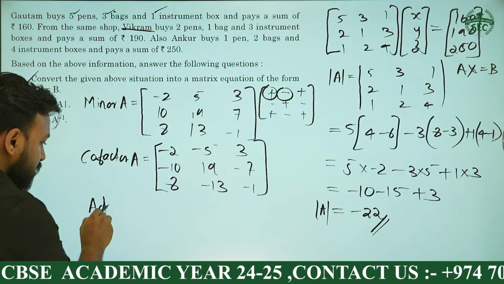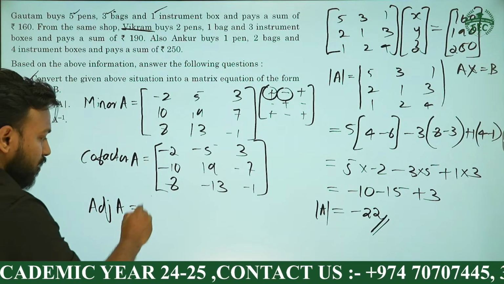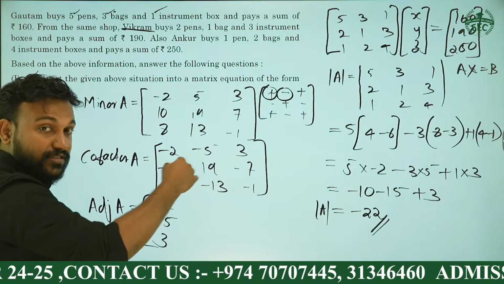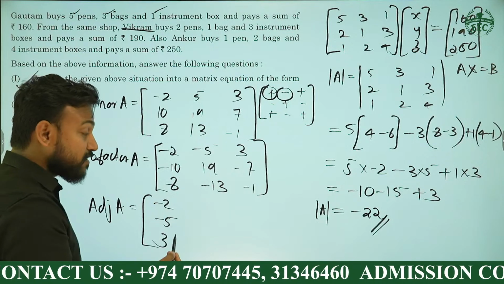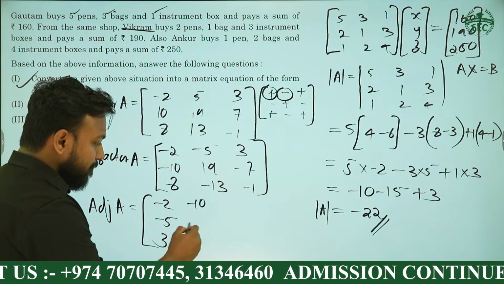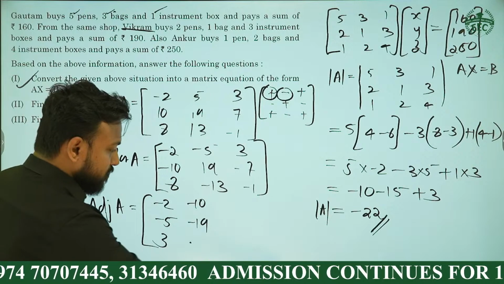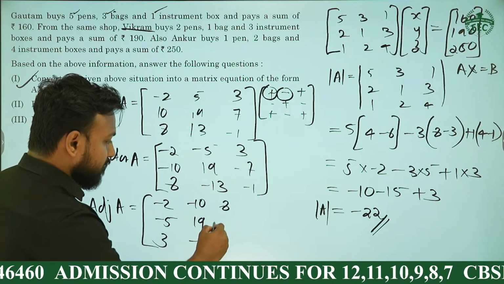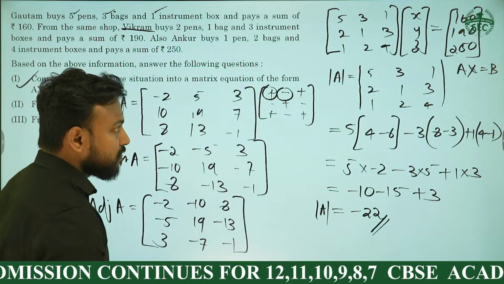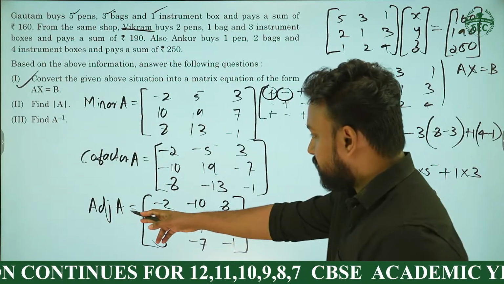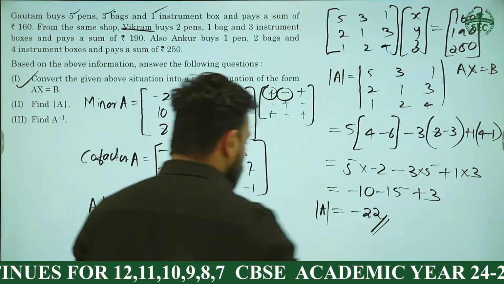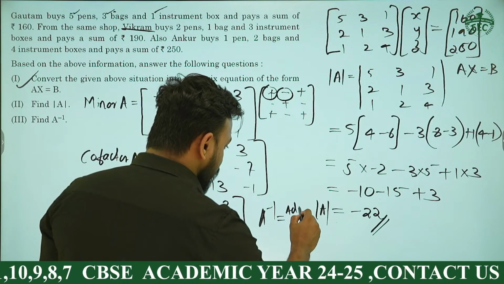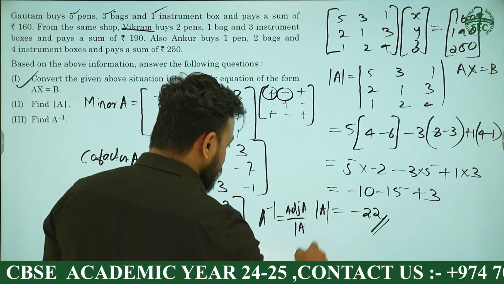And what about the adjoint? Adjoint A is equal to what? We find the transpose of the cofactor, then you will get adjoint A: minus 2, minus 5, 3, minus 10, 19, minus 7, 8, minus 13, minus 1. After that, you can divide this adjoint A by the determinant of A. A inverse will be adjoint A by determinant A.